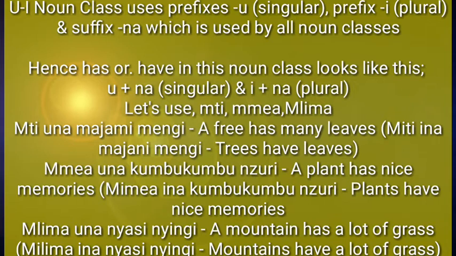Hence, has or have in this noun class looks like this: U plus na to make una for singular, and I plus na for plural to make ina. So let's use mti, a tree, mmea, a plant, mlima, a mountain.